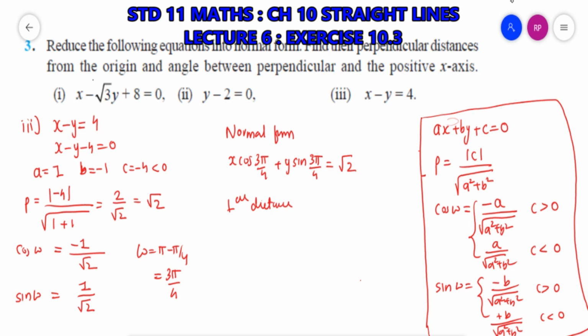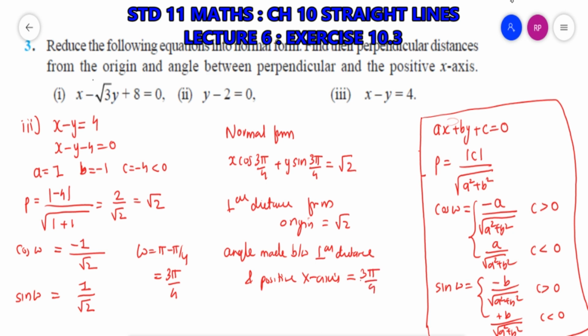Okay. So the perpendicular distance from the origin is equal to root 2, and the angle made between the perpendicular distance and the positive x-axis is equal to 3 pi by 4. Clear? So this was about question number 3. So just note it down.